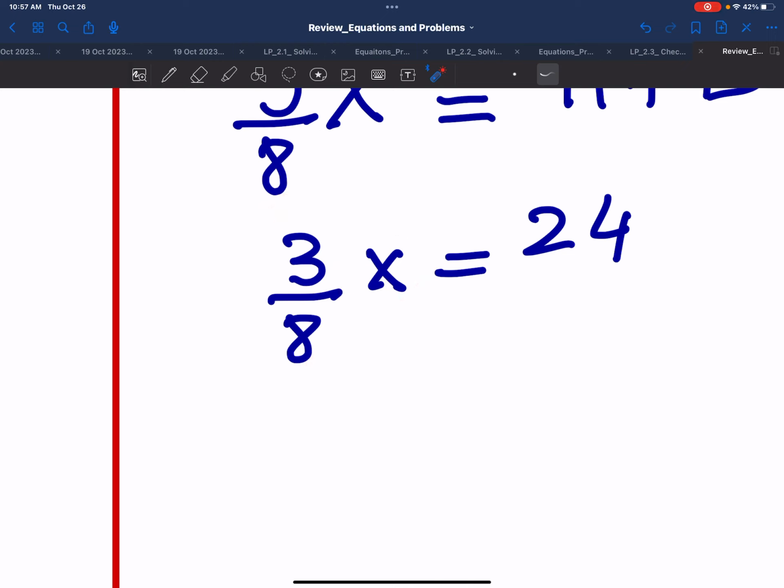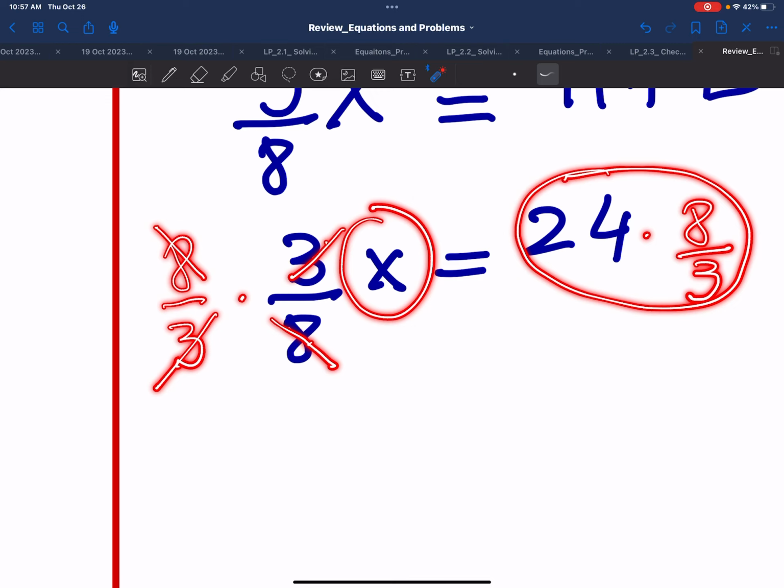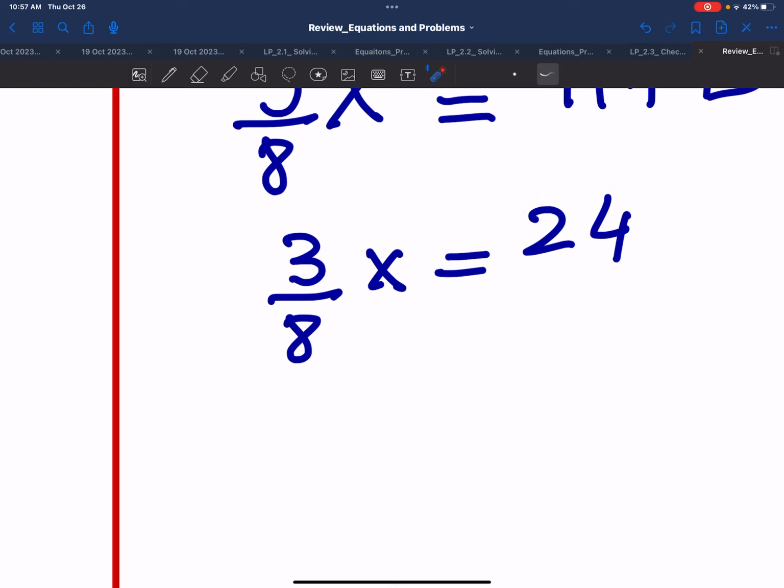So there are different ways of looking at this. One of my favorites is by multiplying 3/8 by 8/3, because that allows us to simplify the 3's and the 8 and isolate x. And obviously we have to multiply both sides by 8/3, and then we can evaluate this. So that is one way of isolating x in a case like this.